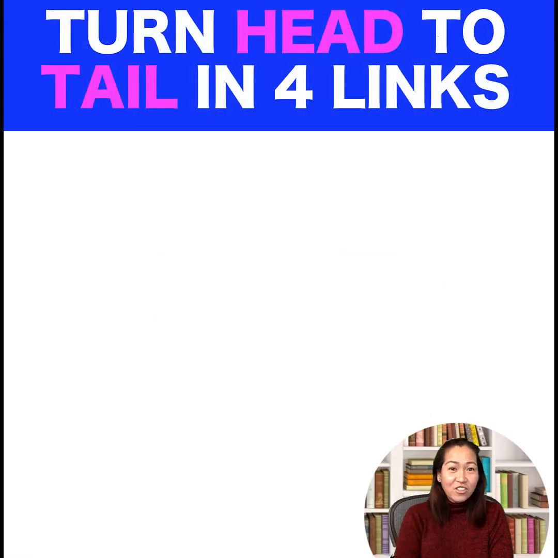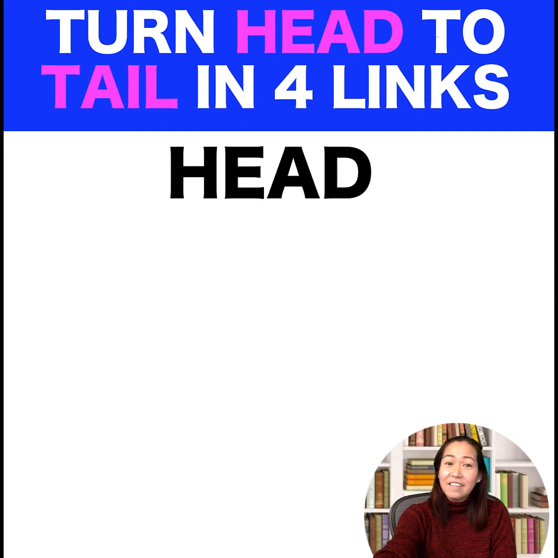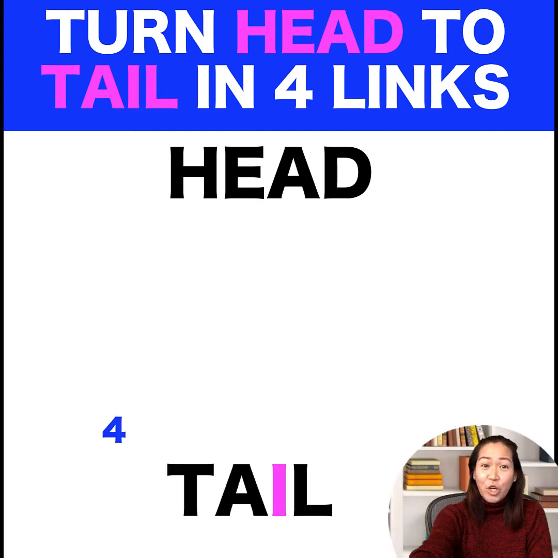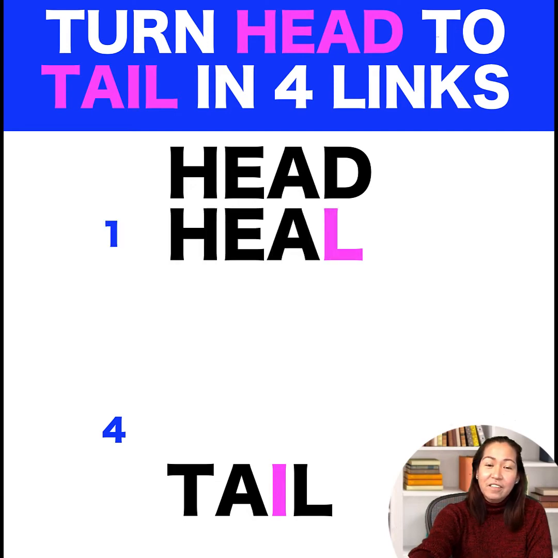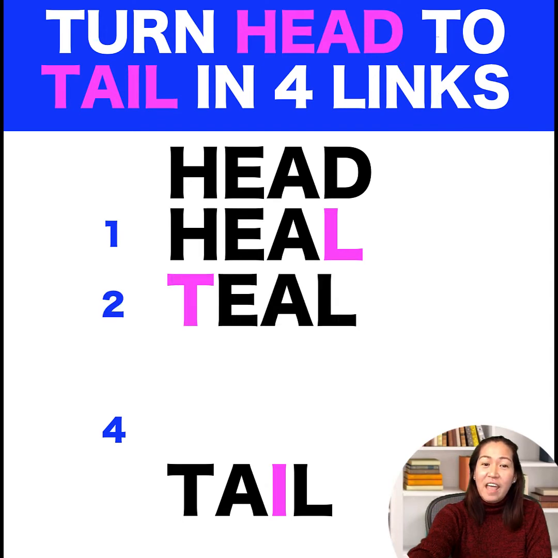Now, let's try an example. Let's turn head to tail in 4 links. I wonder how we're gonna do that. Now let's try this. Let's start with the word head, and we're going to change it to tail in 4 link words. So here's the first one. We change the ending letter to L. So from D, we change it to L. It becomes heel.